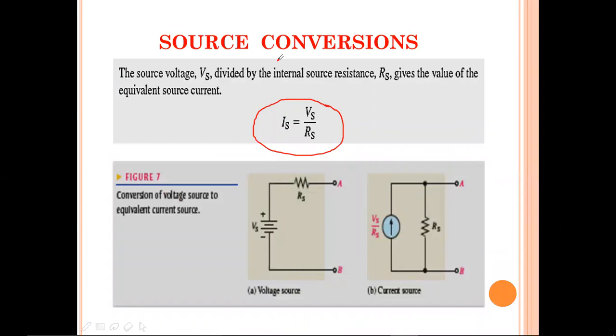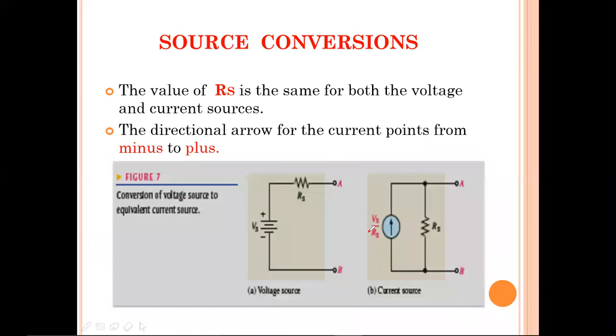So this is about source conversion, voltage source to current source. This formula is very important: IS is equal to VS by RS. Next, the value of RS is the same for both the voltage source and the current source. This point is also very important. For RS, the value is the same, no need to change these values.